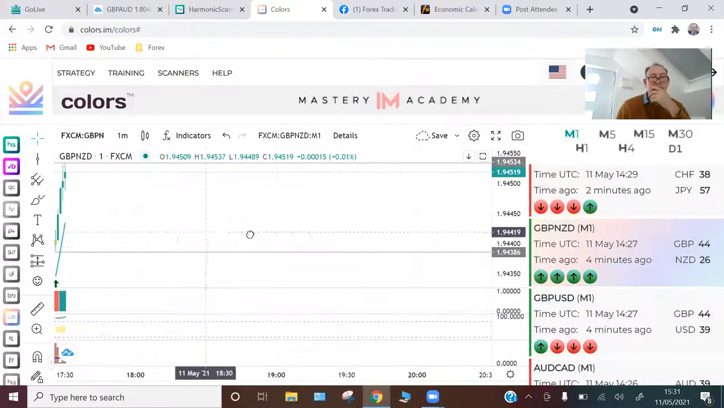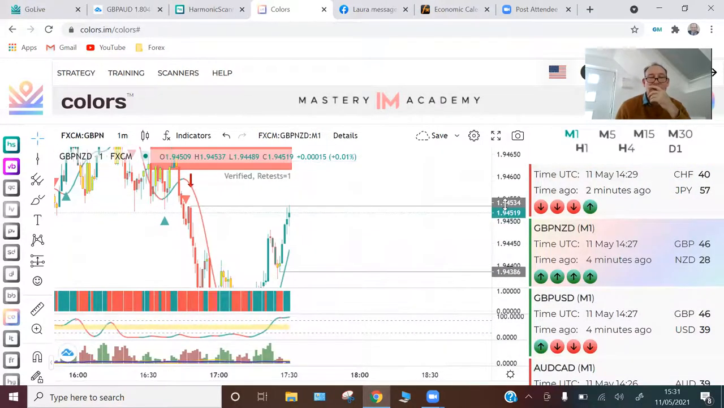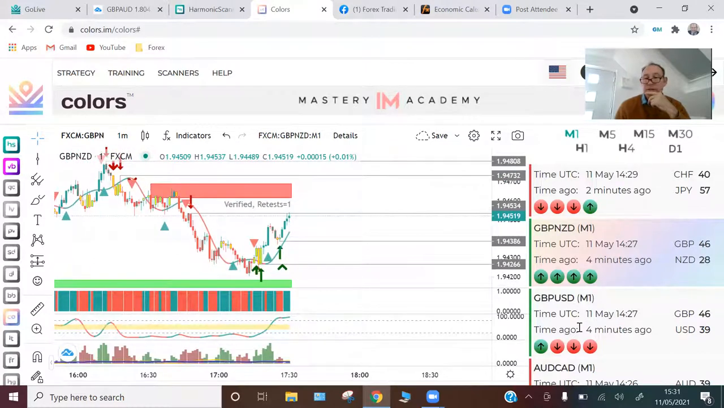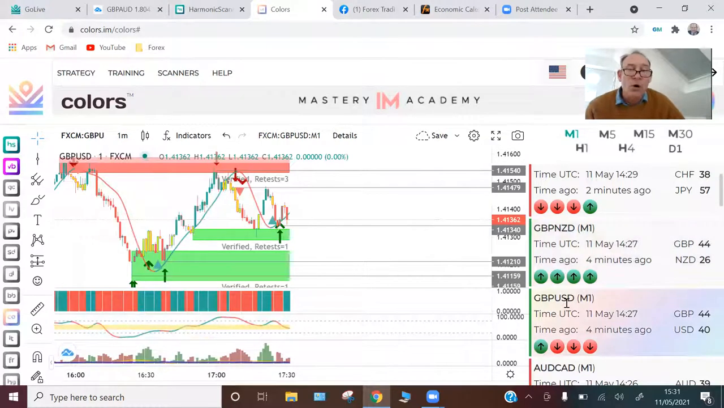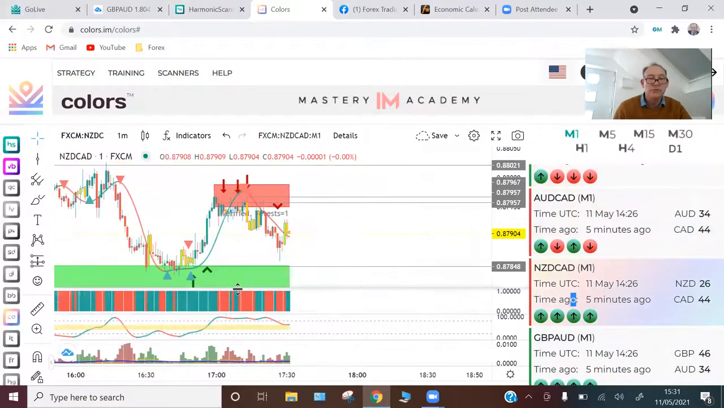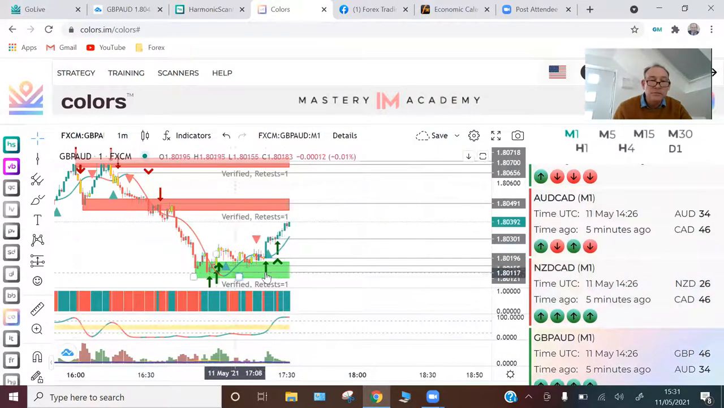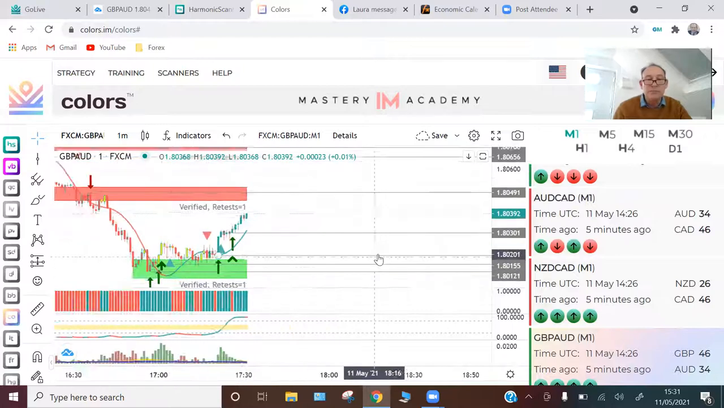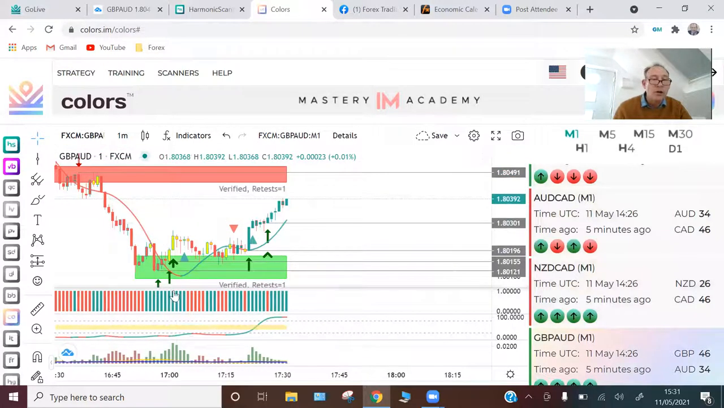One of my favourite pairs, Great British Pound, New Zealand Dollar. That one's done very, very well. Maybe the news isn't having an impact on this particular pair. You see that? Green at the bottom. Got the arrow. Just stay in the trade. He said here, potential get out of the trade.